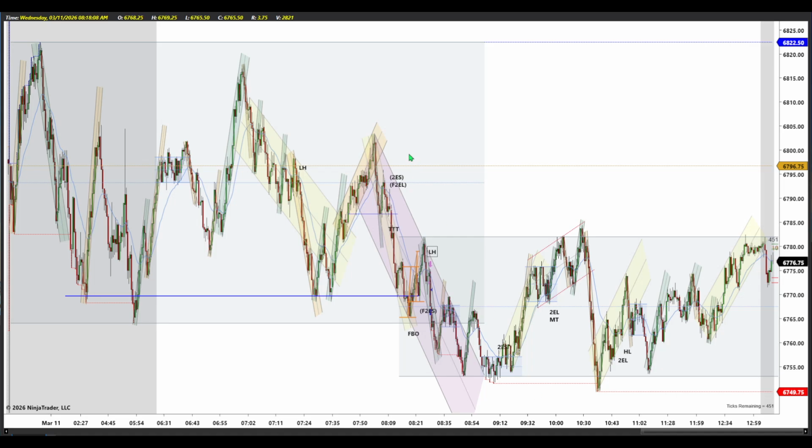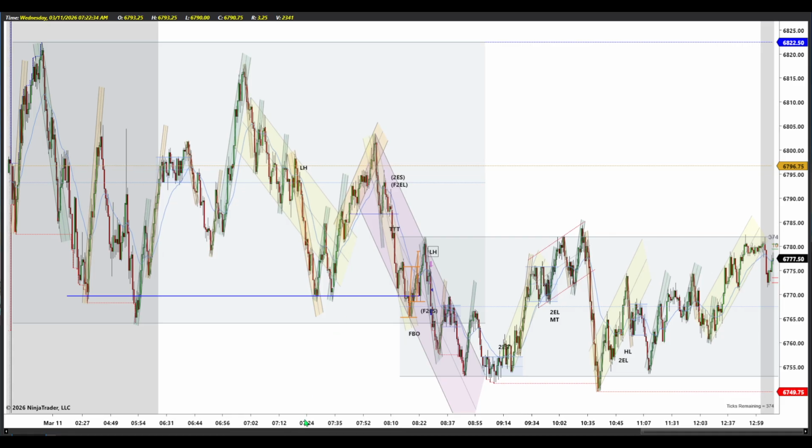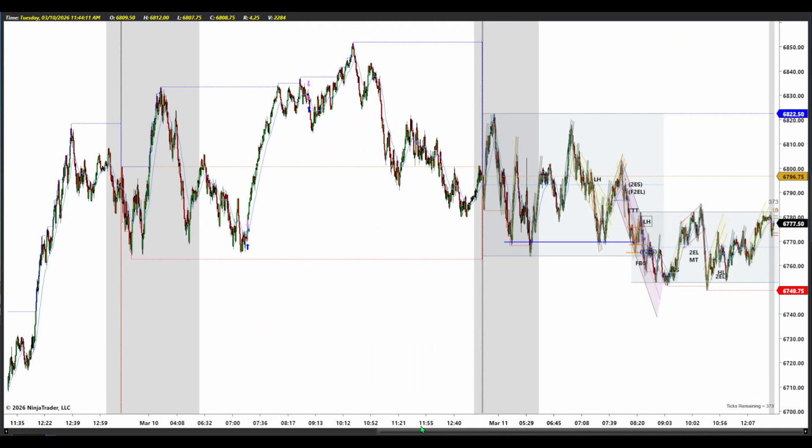March 11, 2026. This is the S&P 500 E-mini futures on the 2002 chart using NinjaTrader 8. This is what the chart looked like today. It kind of looked like it was just within a big range, similar to yesterday, just moving in a big range.